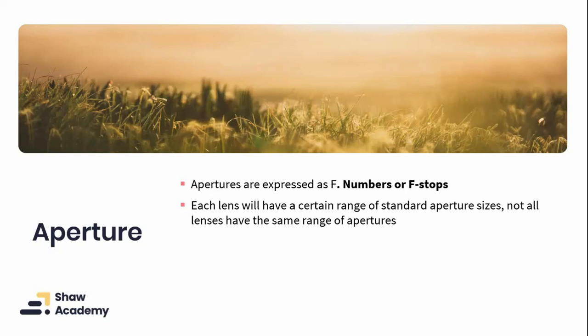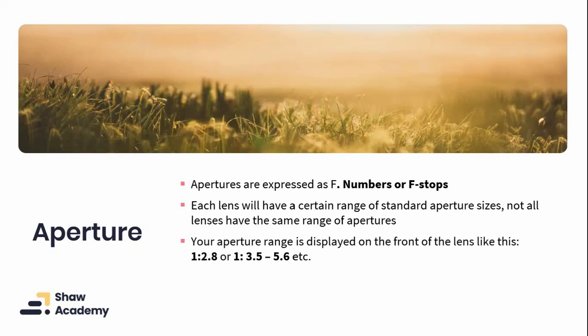Okay, the more expensive ones are going to have far more aperture range than your kind of better value ones. Your aperture range is displayed on the front of your lens like this. It's usually 1 to 2.8 or 3.5 to 5.6, etc. Depending on the lens that you're using, it is going to vary. It'll always show the widest aperture value available to you. Most modern lenses will go up to f22, so they don't display that information. They'll always show you the widest aperture available to you.